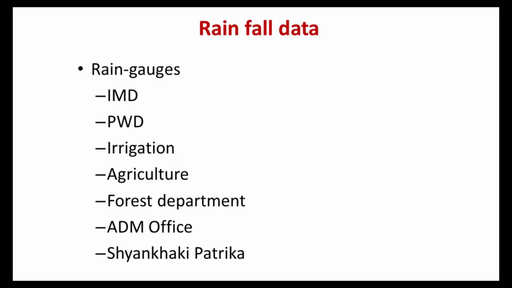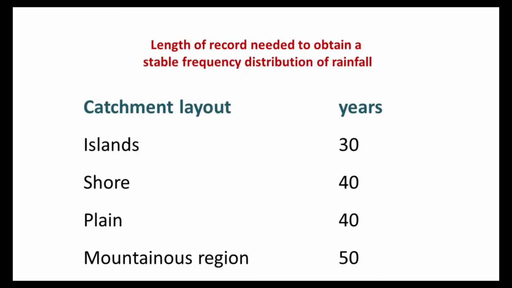If we are going to talk about hydrological studies, we have to generate data related to rainfall, as well as analyze the generated data. For this, we need data collection centers in the form of rain gauges. These have been established by a number of agencies, for example the Indian Meteorological Department, the Public Works Department, the Irrigation Department, the Agricultural Department and the Forest Department. Even at the administrative level, the Additional District Magistrate Office collects rainfall data. Also, an important magazine, Sankhyiki Patrika, published by the Government of India, contains rainfall data.